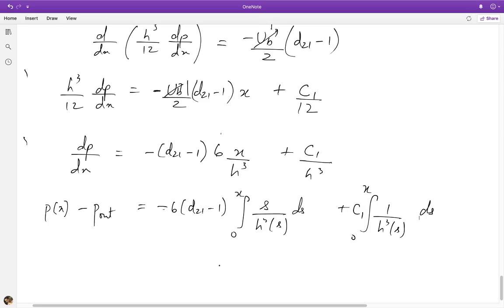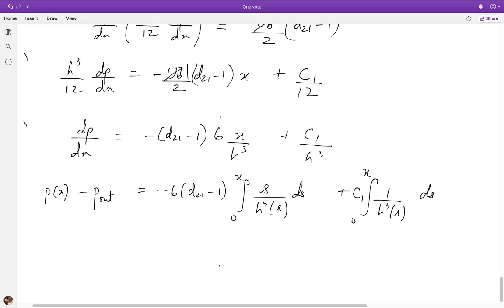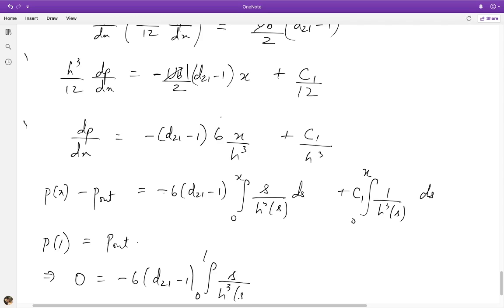But before that, I can in fact directly obtain the constant C1. So I say that P at 1, because I've scaled x by the total length of my thin gap region, I know this is also equal to P out. So therefore, what I have really is 0 is equal to minus 6 times d21 minus 1 integral 0 to 1. So now this is a definite integral.